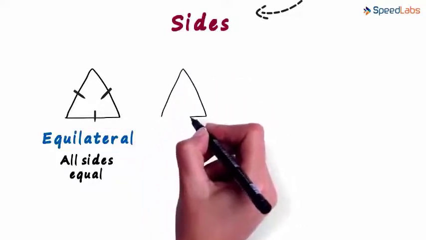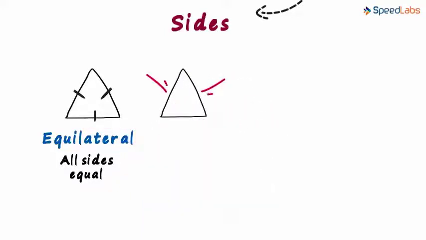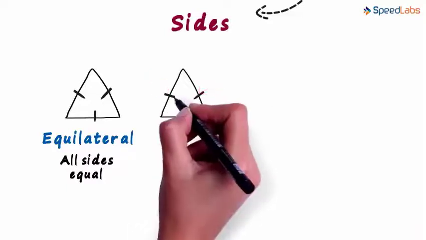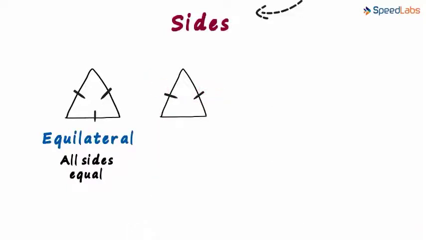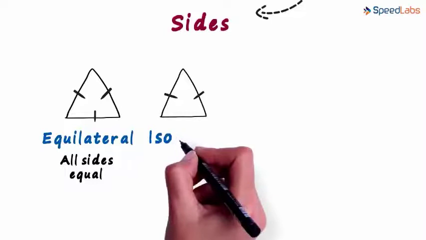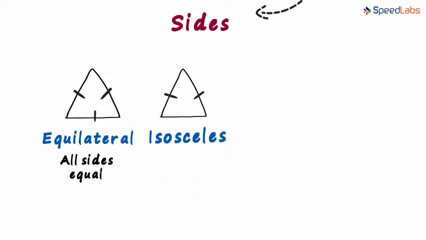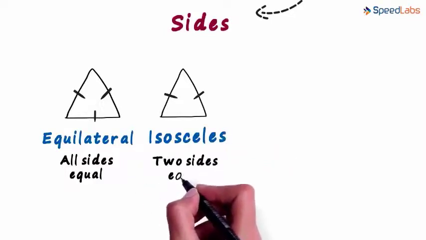The other kind of triangle is a triangle which has two sides equal. Say these two sides. Such triangles are called isosceles triangles. Any two of the three sides can be equal.